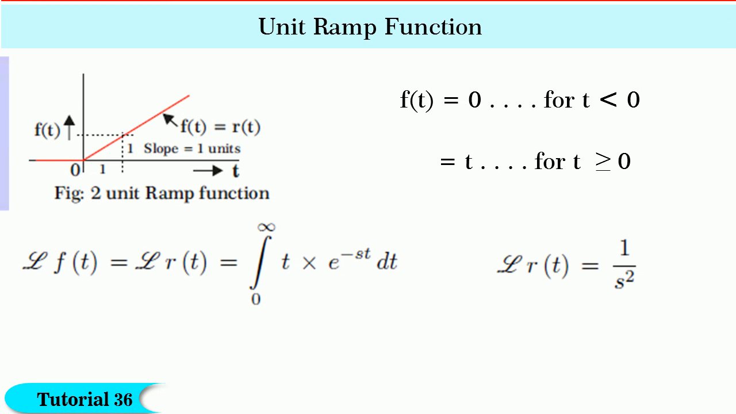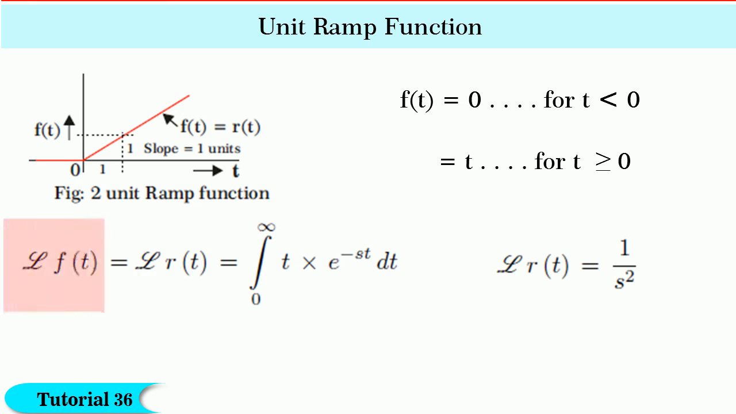Friends, next we shall consider unit ramp signal which occurs at t is equal to 0 as shown in figure. The function has slope of 1 unit and hence its mathematical model is f of t is equal to 0 for t less than 0 and is equal to t for t greater than or equal to 0. The function is represented as r of t.